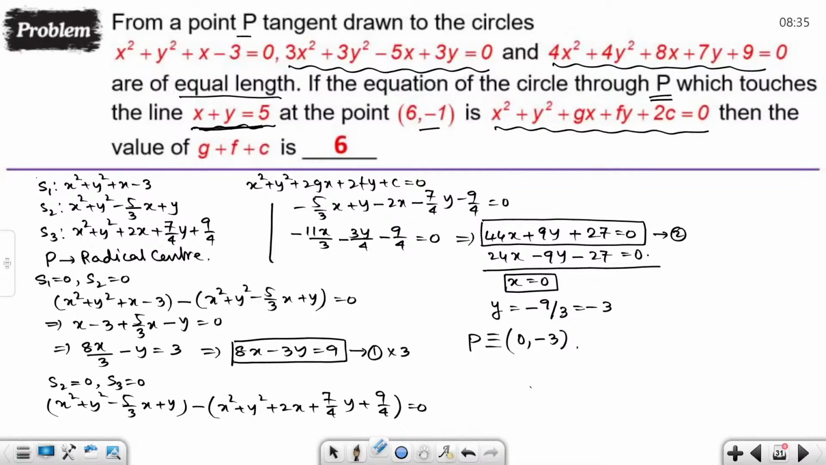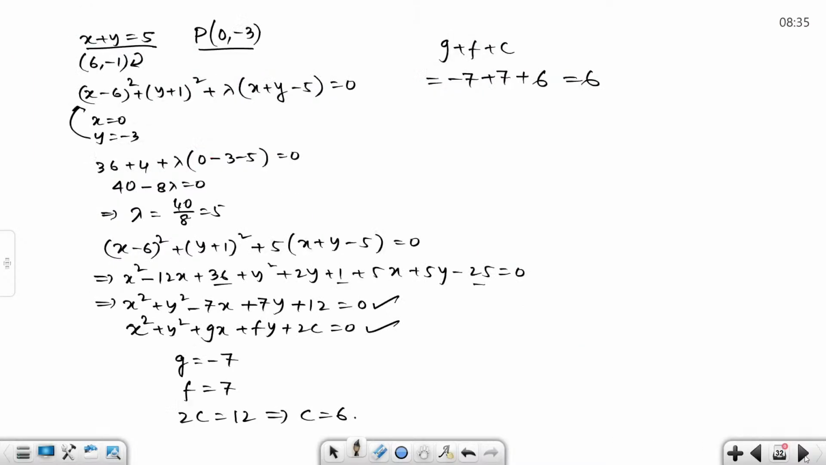Have you understood this question clearly? What we have done? Slowly you break the problem, what is given, and then try to solve the equation and remember all the properties of the radical axis, radical center that we have learned. So we can do this kind of problems with ease, right?